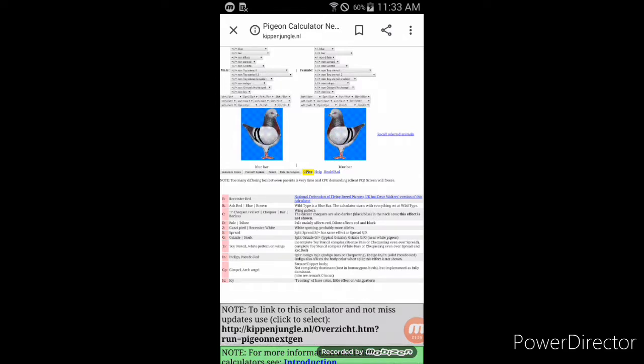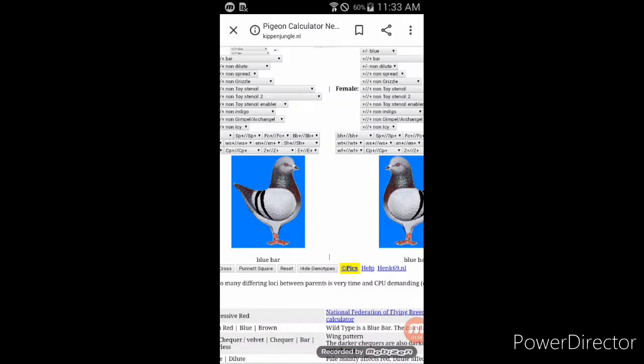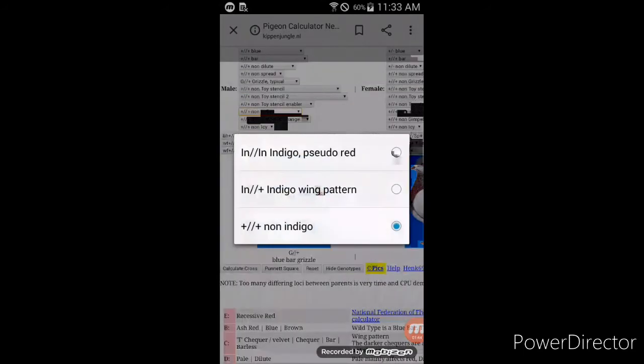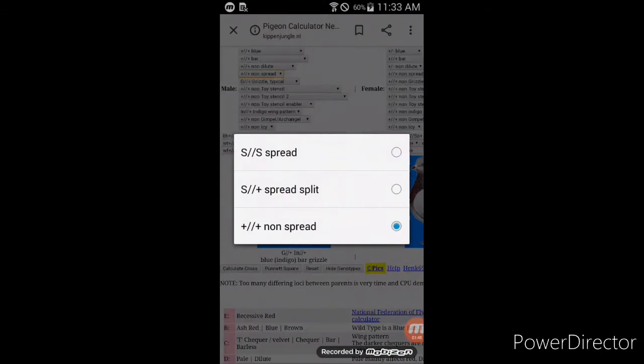From here, there are millions of other colors. So what we're talking about in particular today is how to make the grizzle. Okay, so in the video part 1 earlier, we showed you my grizzle cock, which is an Andalusian grizzle. So what we need to do is go to the drop-down boxes above, and he is a grizzle, so you see here, grizzle. Okay, he is a typical grizzle. He's also indigo, and he's also spread, which makes him an Andalusian.